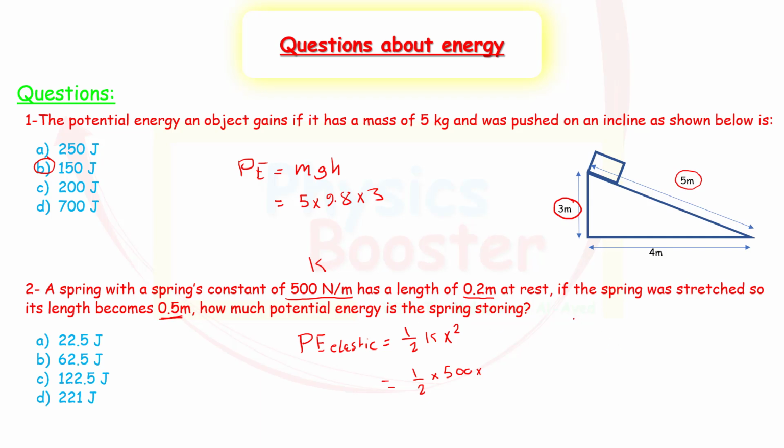Actually, as we said before, let's imagine that this was the original length. It was 0.2. Now it's stretched and it became 0.5. So the distance in this case, x, is going to be the difference between these two, which is 0.5 minus 0.2. It's equal to 0.3 meters. So it's very important to concentrate. Half multiplied by 500 multiplied by 0.3 squared. And the answer is going to be A.